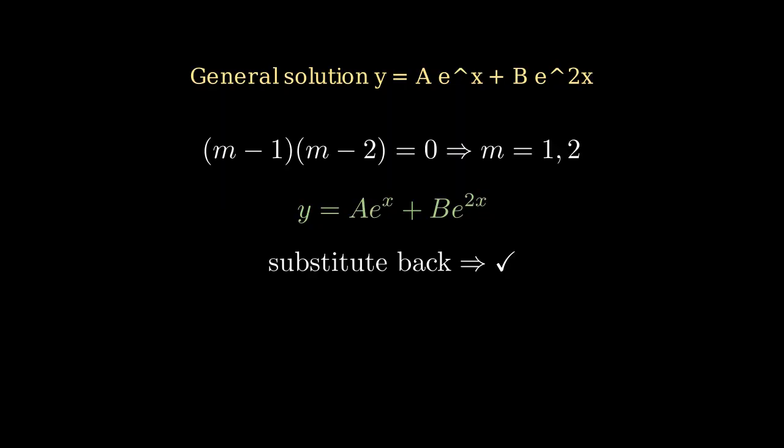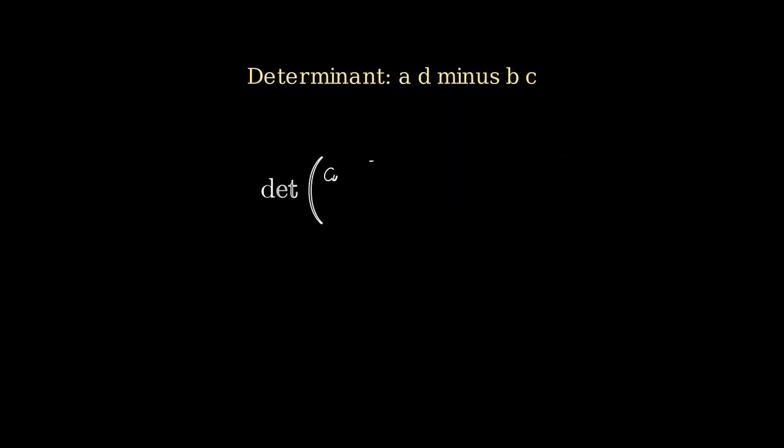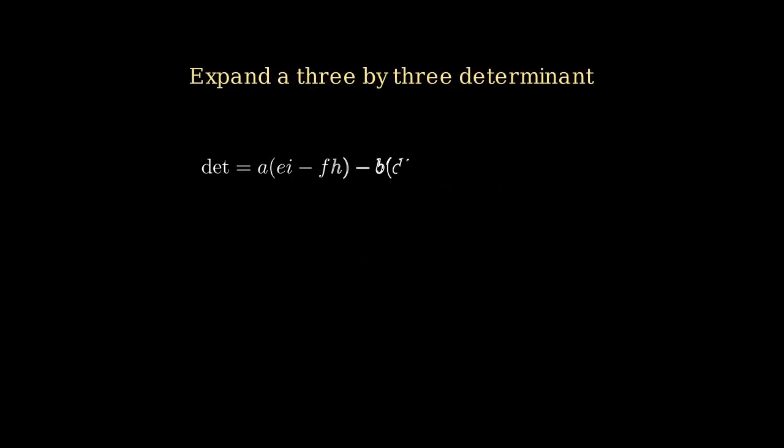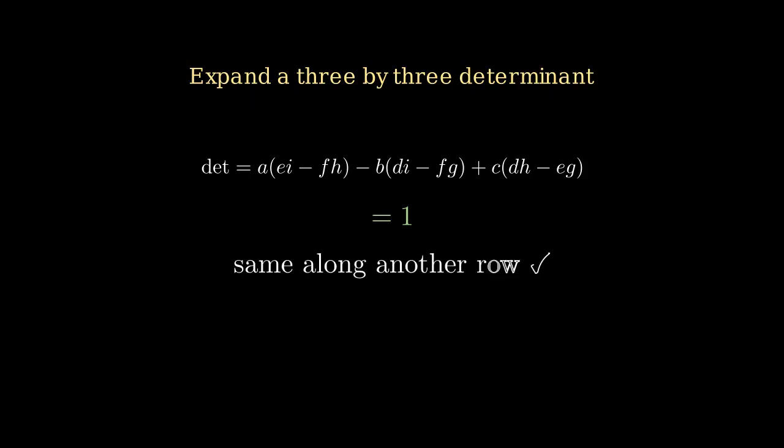and b. Next, we evaluate two determinants. For a 2 by 2 matrix, the determinant is a times d minus b times c, and here this works out to negative 2. For a 3 by 3 matrix, expanding along the first row using the same rule for each 2 by 2 minor gives a determinant of 1. Checking, expanding along a different row gives the same value.